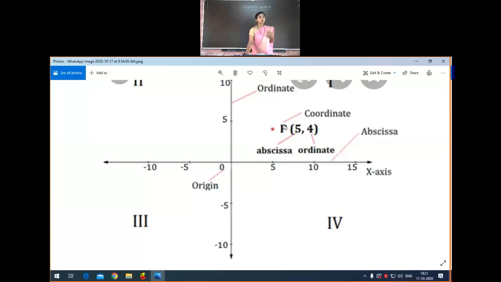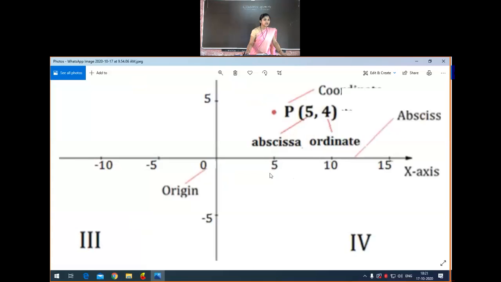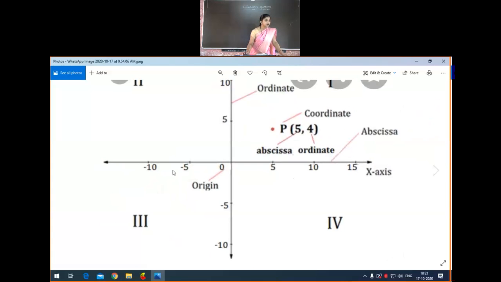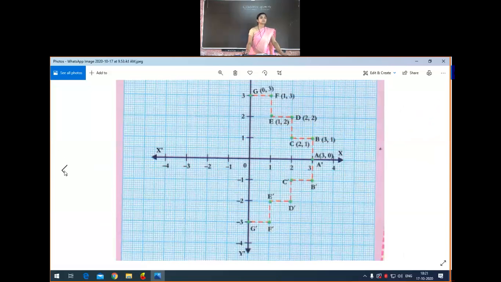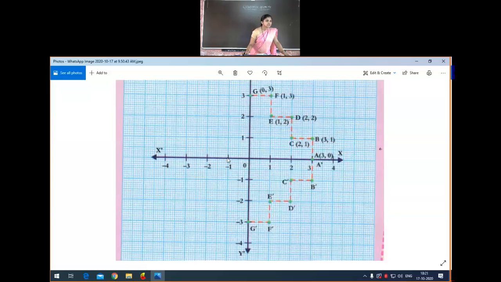Okay, so coordinates. Got the idea of this one, no? First quadrant, second quadrant, third quadrant and fourth quadrant. Now this one is a graph paper. How we have to locate the points on the graph paper, you all know. Come to this one, first one, G point (0, 3). So where we have to mark (0, 3)? In the x-axis it is 0, in the sense this is the position. And y-axis 3, in the sense this is the, okay, (0, 3).